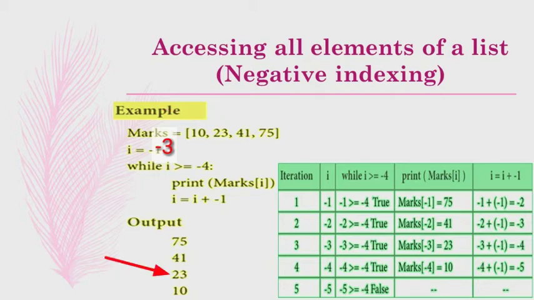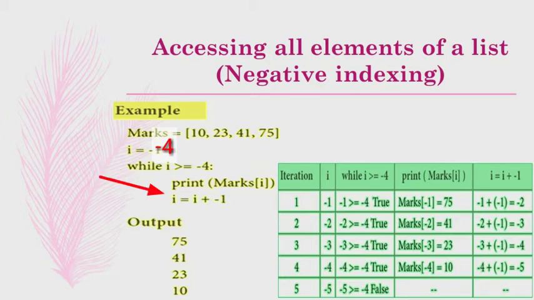23 will be printed on the output screen. And next, again update the value. So minus 3 minus 1 means minus 4. Minus 4 is greater than or equal to minus 4. Minus 4 is equal to minus 4. So this condition is also true. So print marks of minus 4, that is 10. 10 will be printed on the output screen.